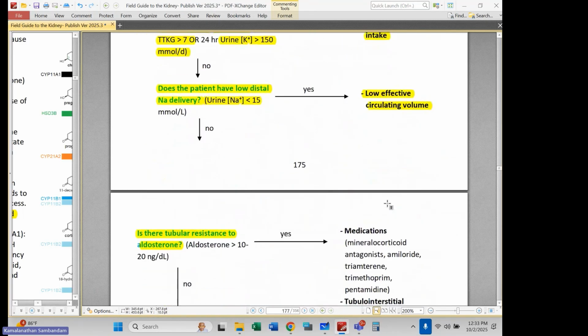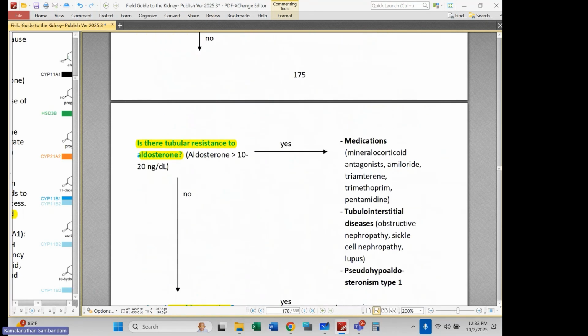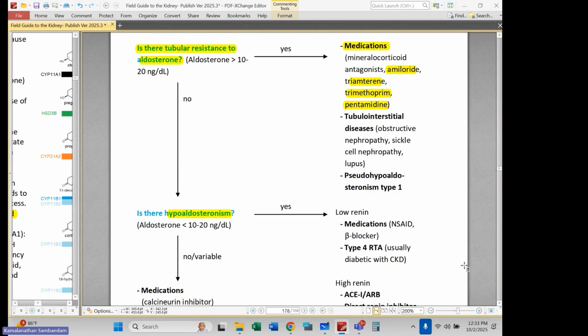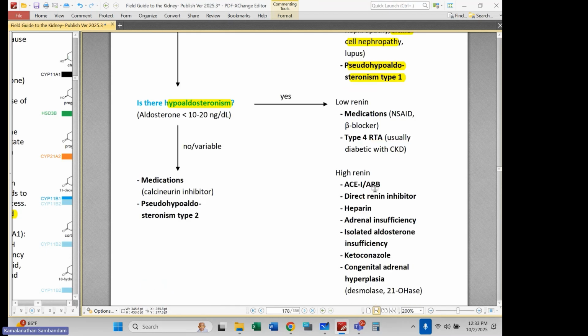Okay, so here we are. Again, tubular resistance to aldosterone we previously discussed. The use of mineralocorticoid antagonists or ENaC channel blockers, including those that are off target, triamterene and pentamidine. These are off target inhibitors of ENaC channel activity. I think we talked about sickle cell already last week as a tubulointerstitial disease that causes impaired aldosterone responsiveness. This is a defect in mineralocorticoid receptors.